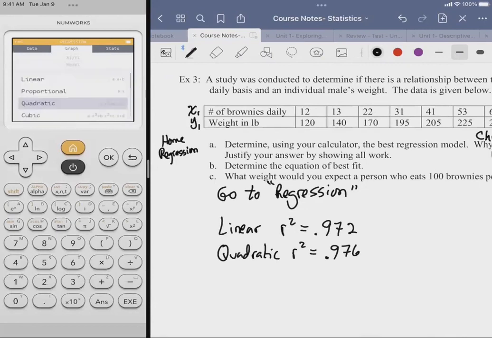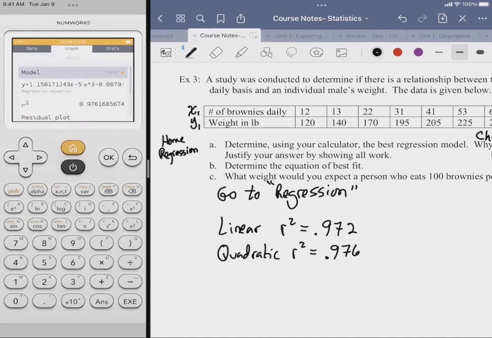So I'll select model, go down to cubic, and if you go down the line here, you see a ton of them. But cubic is next on the list. It'll give you the graph. Doesn't look much different. Go back to regression. So you're just going back and forth between graph and regression.